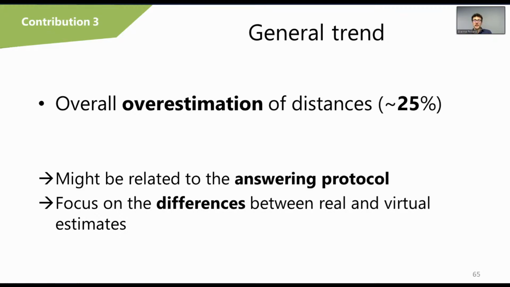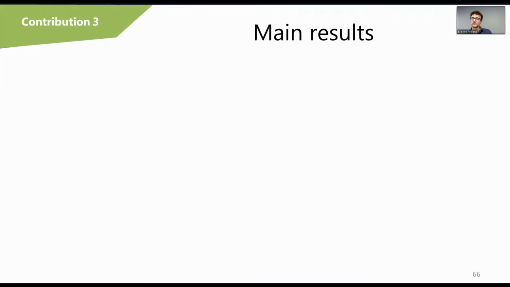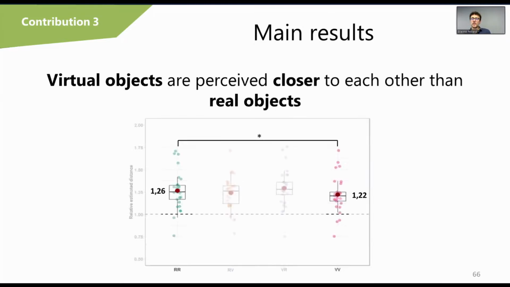However, thanks to our design involving real and virtual stimuli, we were able to compare results between each condition and get rid of this global bias. We analyzed the results using a general linear mixed model and conducted pairwise comparison between the different conditions. The first major result of this experiment is that 2 virtual objects are perceived closer one to each other than two real objects.